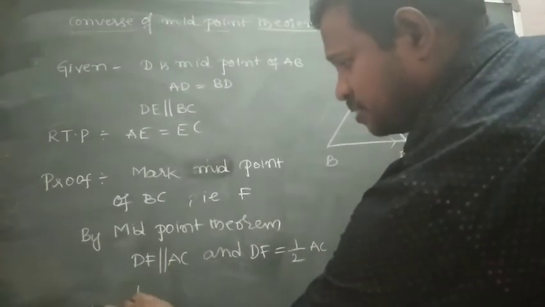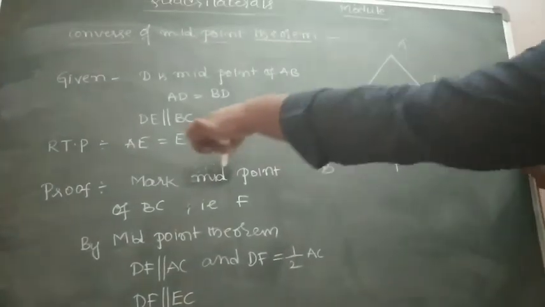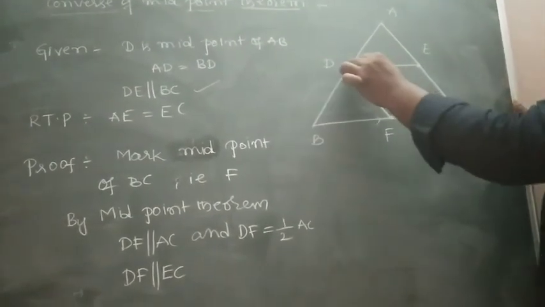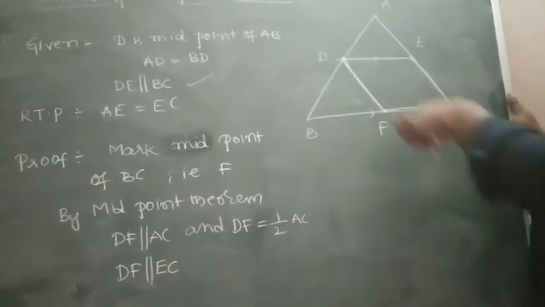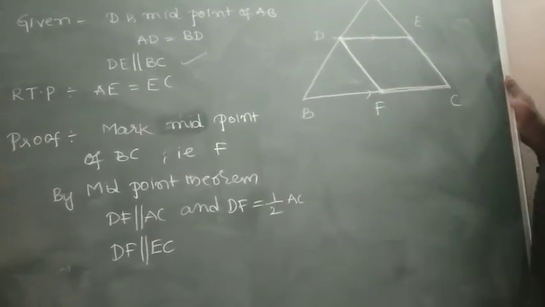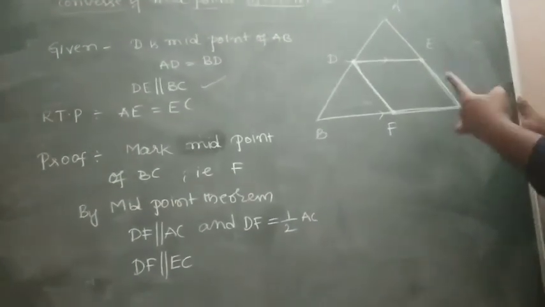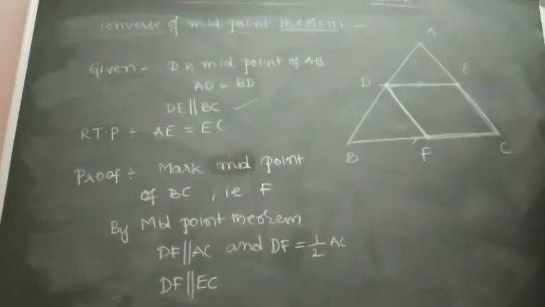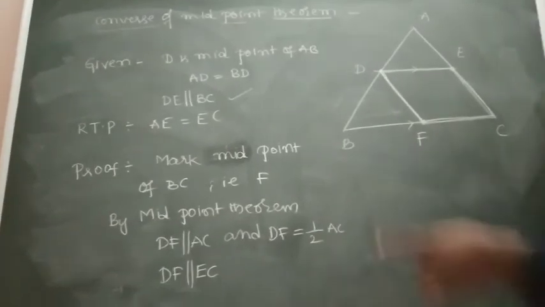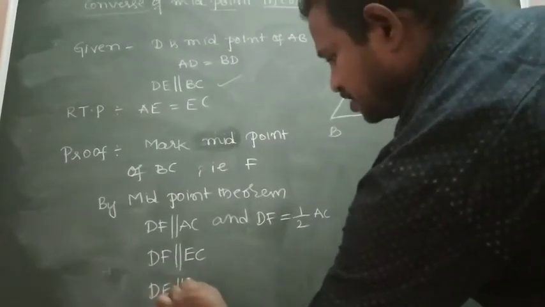If DF is parallel to AC, it means DF is parallel to EC. Already it is given DE is parallel to BC. My question is, DFCE is what kind of quadrilateral? Already it is given these two are parallel, and according to the midpoint theorem we proved DF is parallel to EC. In a quadrilateral, if both pairs of opposite sides are parallel, we call that quadrilateral a parallelogram. Yes, DF is parallel to EC and DE is parallel to FC.